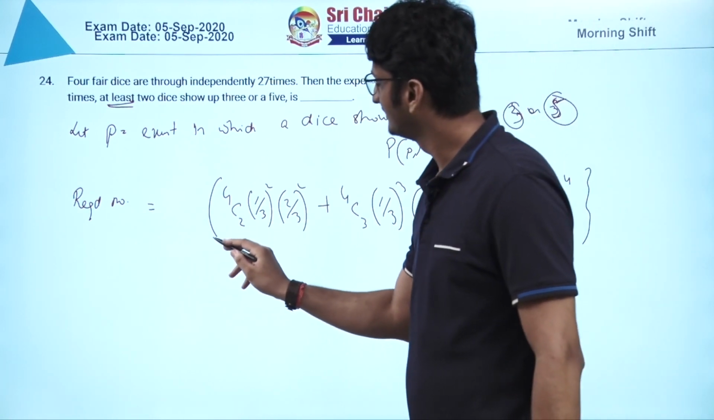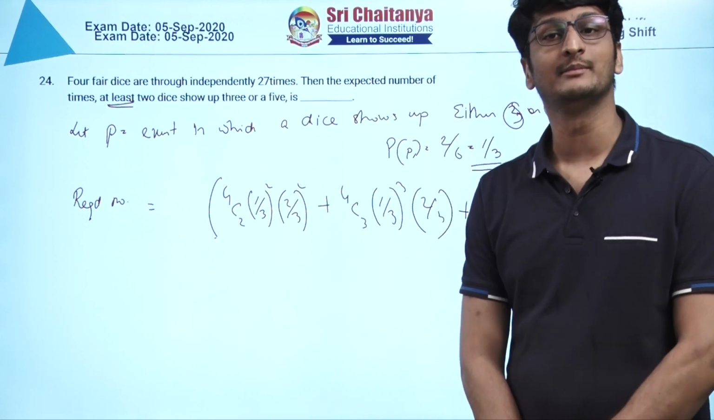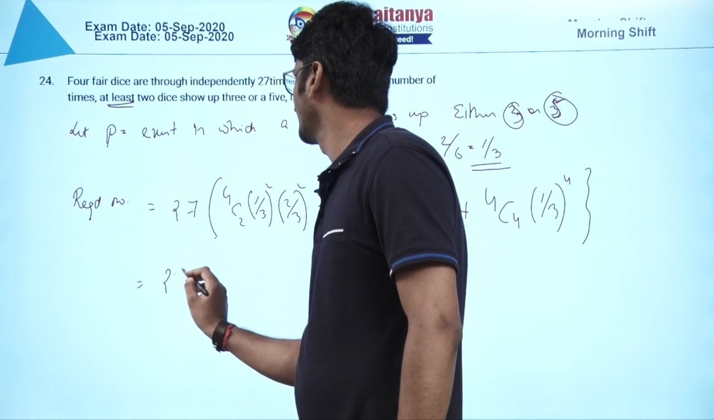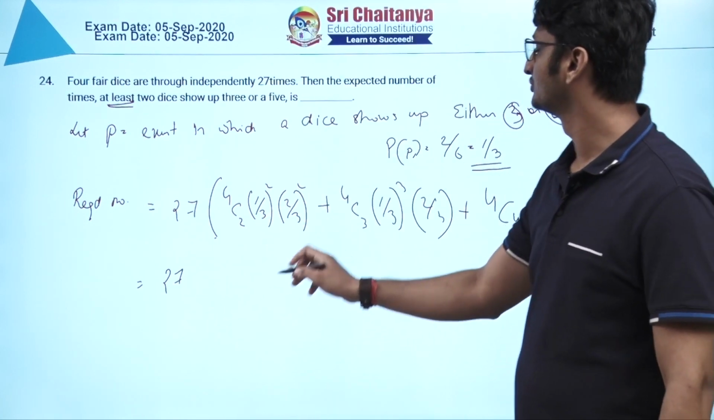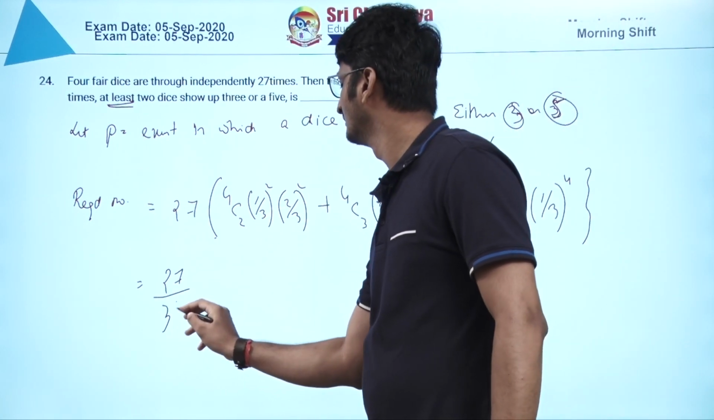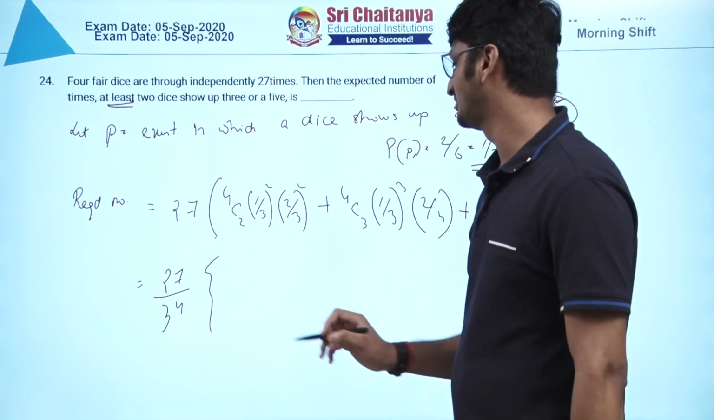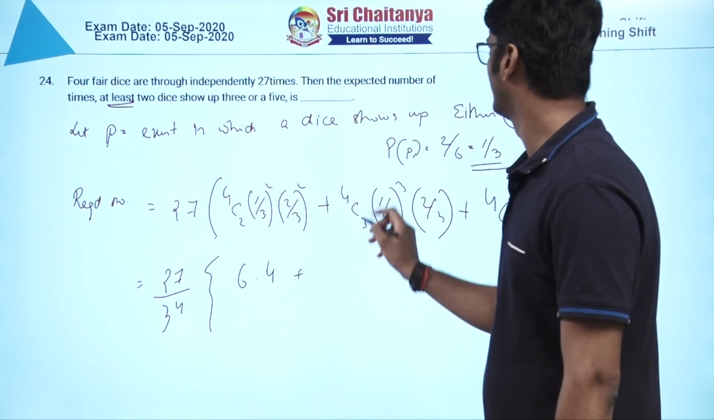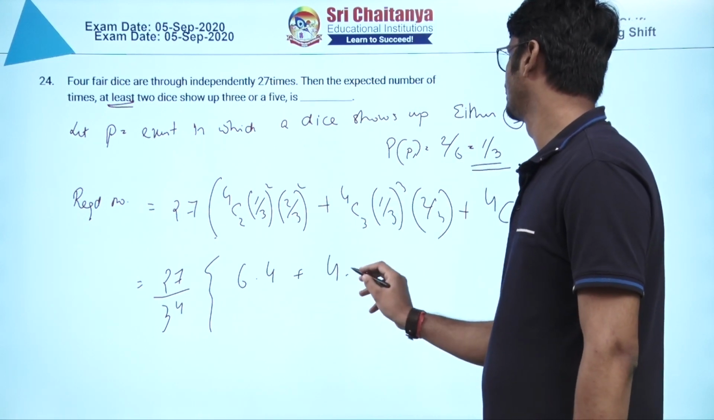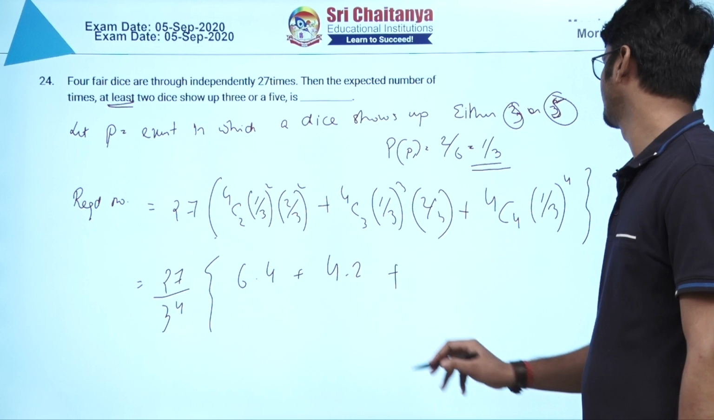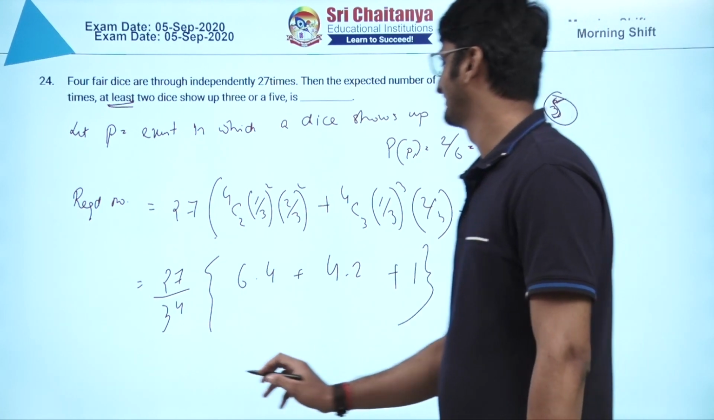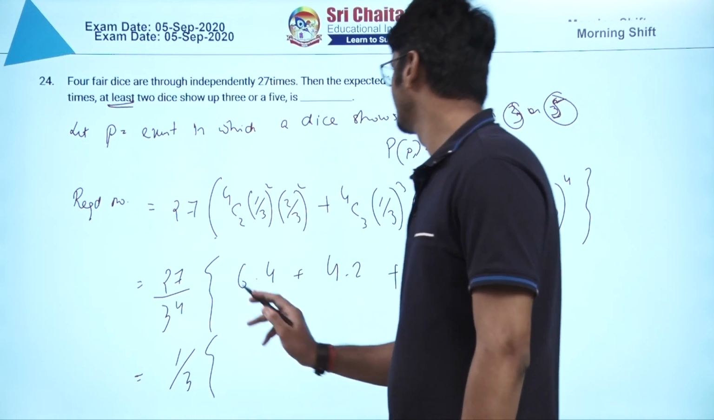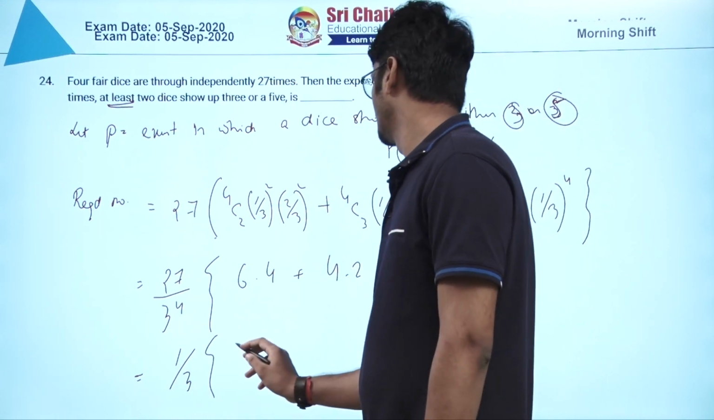But this experiment is done for 27 number of times. So, we have to multiply it by 27 and see what result we are getting. 3 to the power 2, 3 to the power 2. So, ultimately it is 3 to the power 4. You can take it common. 4C2 is 6 into 4, 4C3 is 4 into 2, 4C4 is 1. So, the result we are getting is nothing but 1 by 3 is 24, 8, 33.